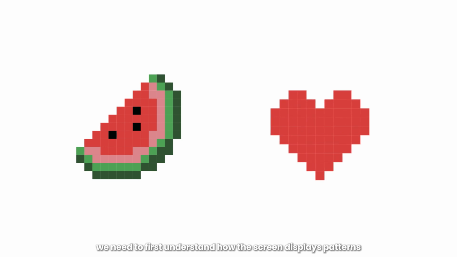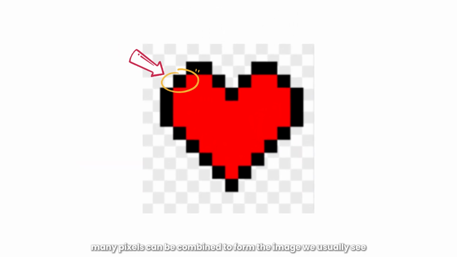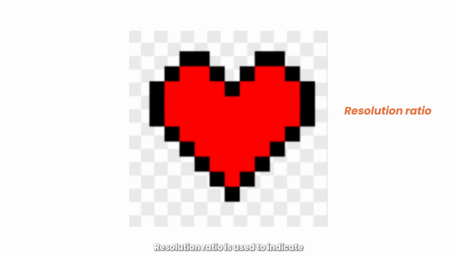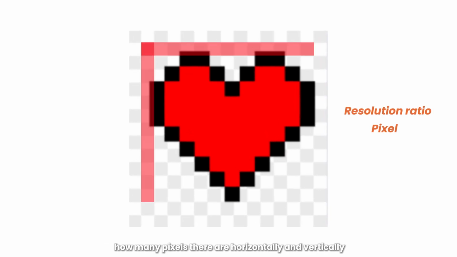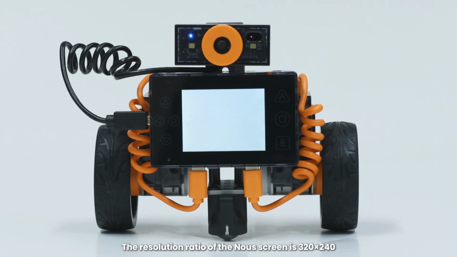Before displaying on the screen, we need to first understand how the screen displays patterns. Here, we have to mention two important concepts: pixels and resolution. Pixel, simply stated, means a point. Many pixels can be combined to form the image we see. Resolution ratio is used to indicate how many pixels there are horizontally and vertically. The resolution ratio of the Nous screen is 320/240.